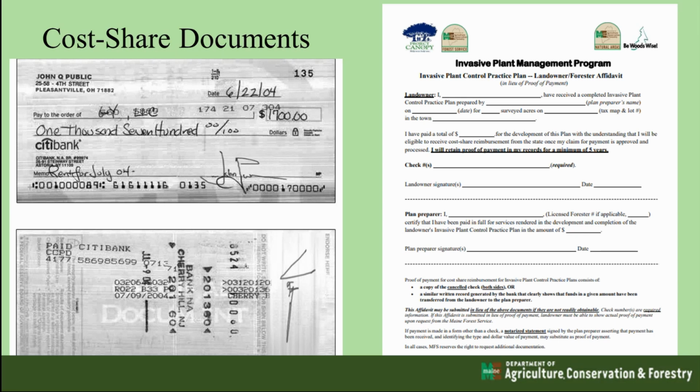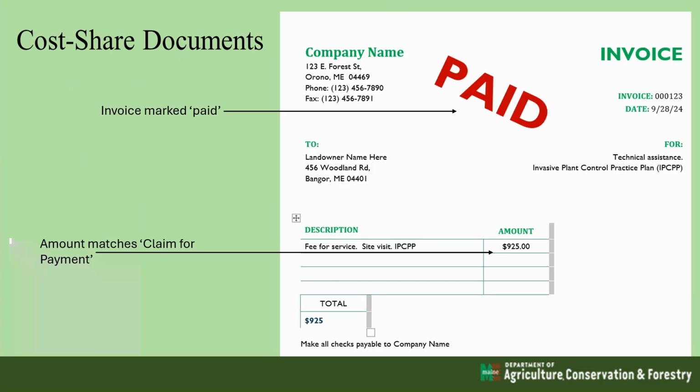You can see on that form that it asks for a copy of the canceled check or a similar written record generated by the bank, just showing that there was some sort of transfer of funds for the plan. This should be included when you turn in your plan. Along with the canceled check and the affidavit, you should also include a copy of your invoice that was submitted to the landowner marked paid. The amount that's listed on the invoice should match that on the claim for payment.